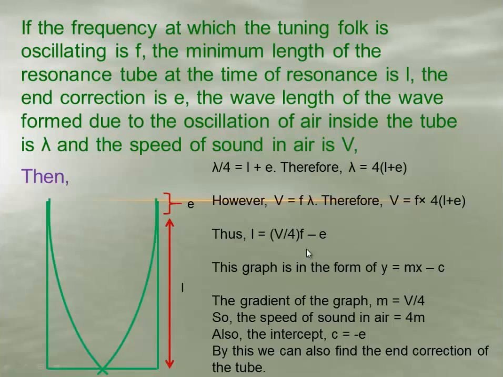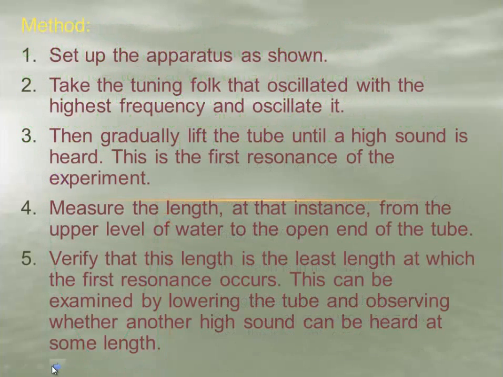So the independent variable for this experiment will be the frequency of the tuning fork, and the dependent variable will be the resonance length. When you isolate L here, L is equal to V by 4 times F minus E. So this is in the form of y equals mx minus c. This is a linear expression, where the gradient m is equal to V by 4, and the intercept c is equal to minus E. So we can find the end correction of the tube and the speed of sound in air. Let's examine how.